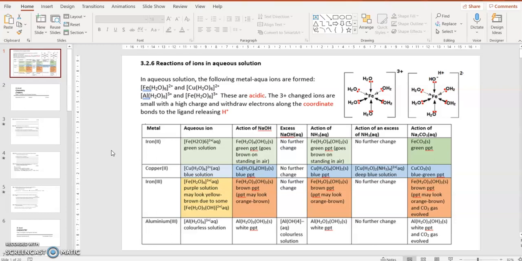And with the carbonate, that can make carbon dioxide gas. So with Fe and Al, it turns 3 of the waters into OHs and releases H pluses. So it makes the brown solid and the white solid and releases H pluses, and that's acidic. And with the carbonate, it makes bubbles of carbon dioxide, as all acids do with carbonates.